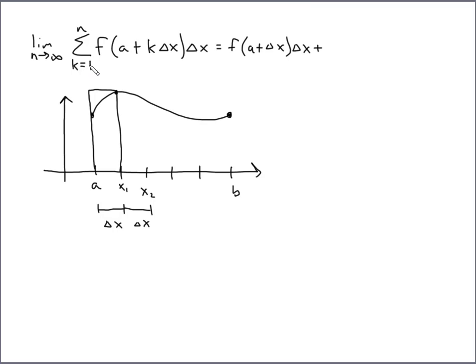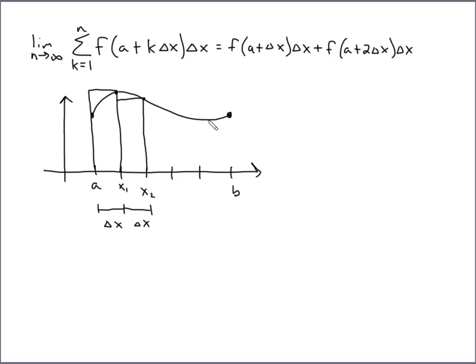Then when k iterates to 2, what are you looking at? Then you're looking at f of a plus 2 delta x, again multiplied by delta x. Now we're adding 2 delta x's to a, so now we're here, and we're again taking f of that value, so we plug that into the function. F of this value is a height, and delta x there is the width. This delta x is the same width for all of them, so that would be the second approximating rectangle. And it just keeps going like that until you reach the nth rectangle.